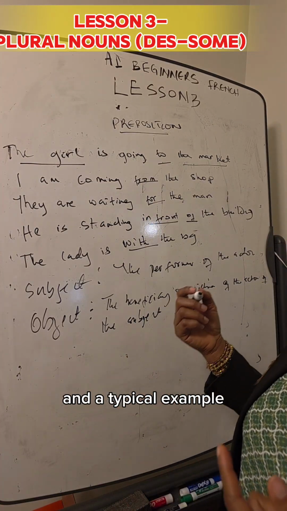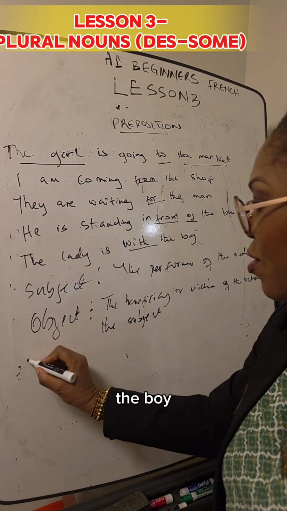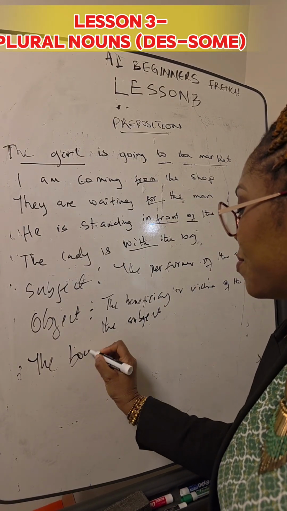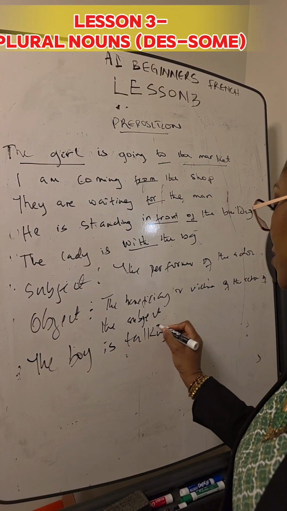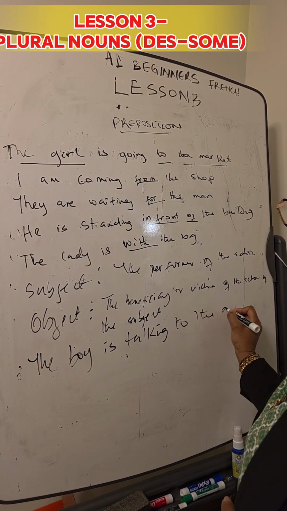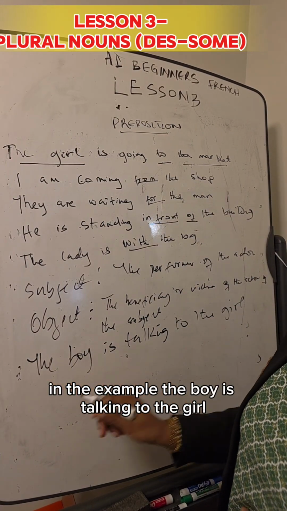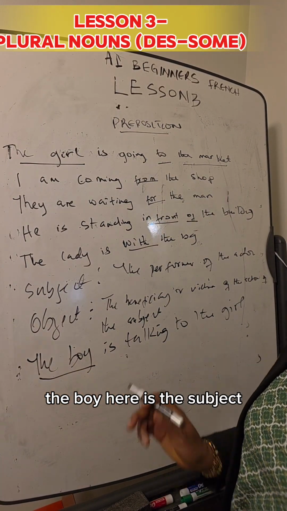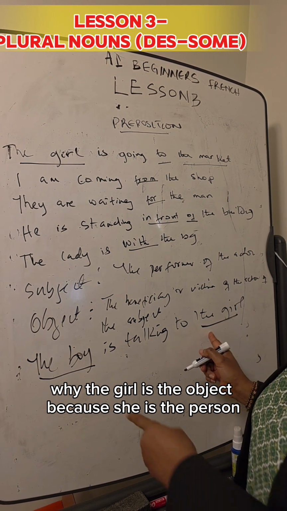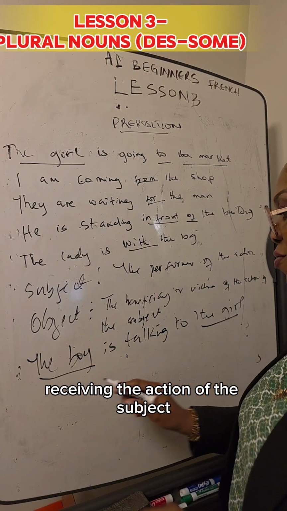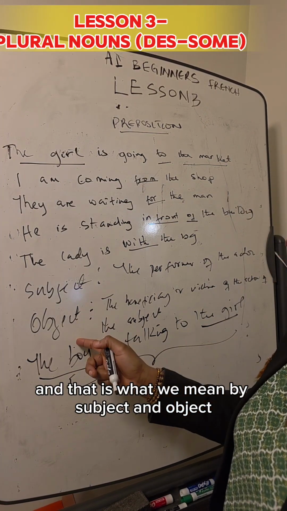A typical example would be, if we say something like this: the boy is talking to the girl. In the example, the boy is talking to the girl. The boy here is the subject, while the girl is the object, because she is the person receiving the action of the subject. And that is what we mean by subject and object.